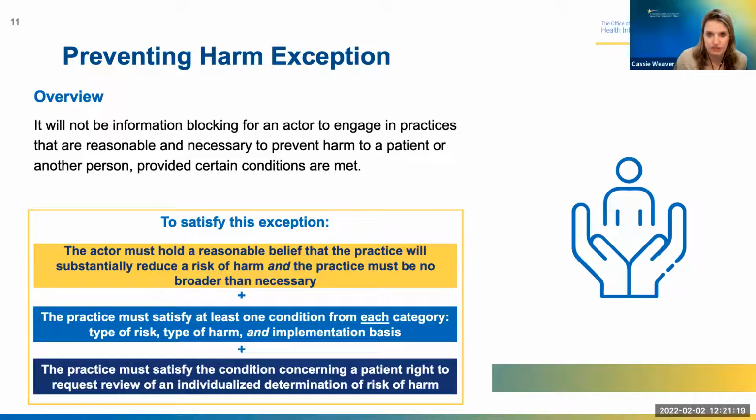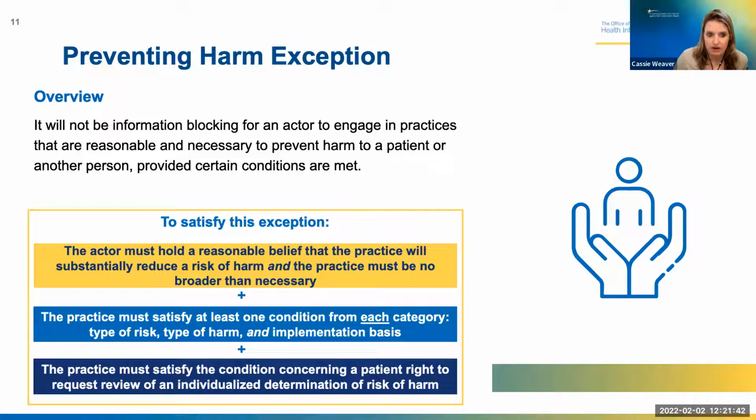There does not need to be a risk of physical harm to that other person for the practice to satisfy this exception, just a risk of substantial harm. The third condition applies to situations where the practice is likely to, or in fact does, interfere with the patient's access, exchange, or use of their own EHI.